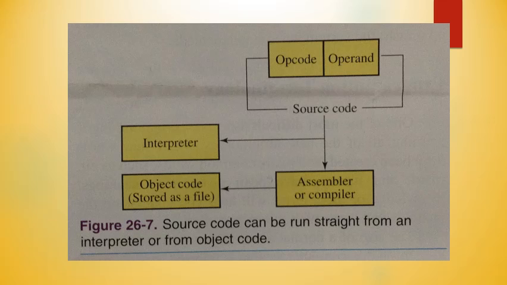The source code is then converted into machine code by an assembler or a compiler. When source code is assembled or compiled, it becomes what is known as object code and is saved as a file. Object code is also called executable code or machine code. Source code can also be run directly by an interpreter. The interpreter runs the source code without compiling the code into machine code, figure 26-7.